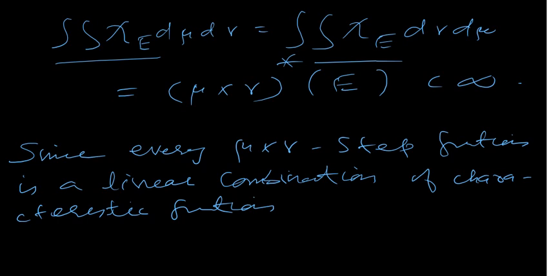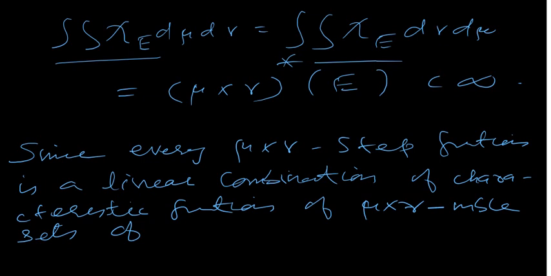Is a linear combination of characteristic functions of mu cross nu measurable sets of finite measure. Right, a step function. In a step function, those sets must have finite measure. In case of a simple function, they need not be of finite measure, but in case of a step function, those sets must be of finite measure.